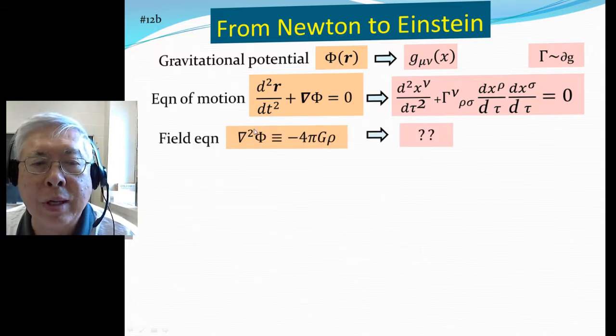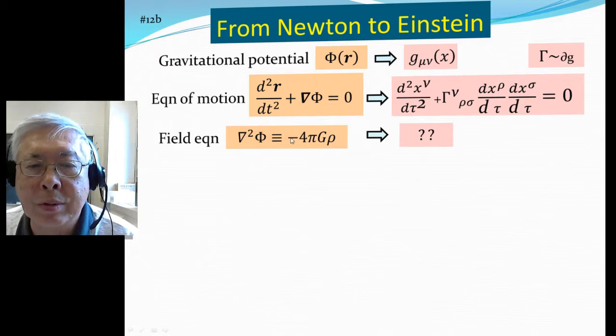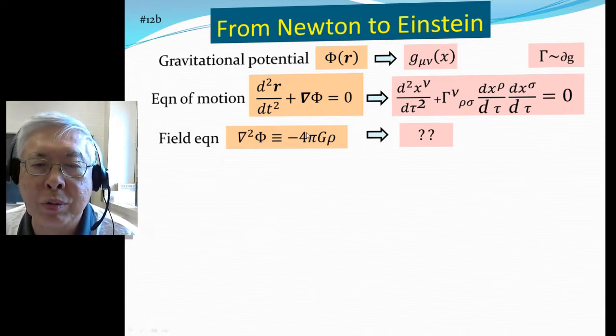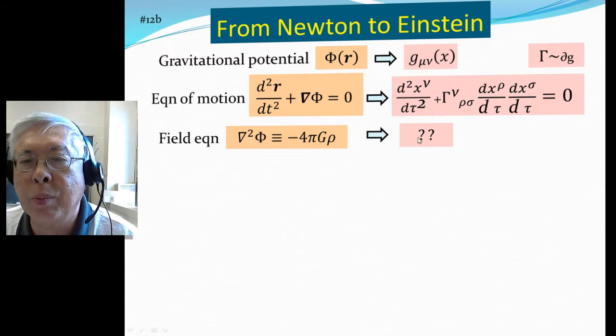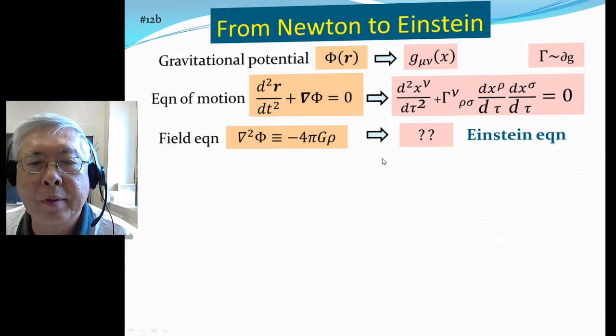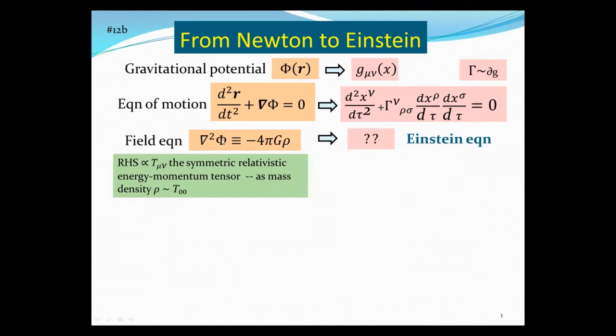Now the field equation. You have the Newtonian field equation: the Laplacian acting on the gravitational potential is proportional to Newton's constant times the mass density. The question is, what would be the GR extension, which, for example, in the Newtonian limit reduces to Newton's equation? So we're looking for the field equation for GR, which is actually Einstein's equation. Now we see how to go from here to here.